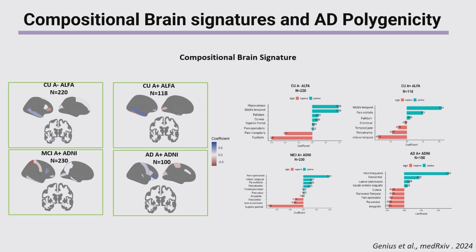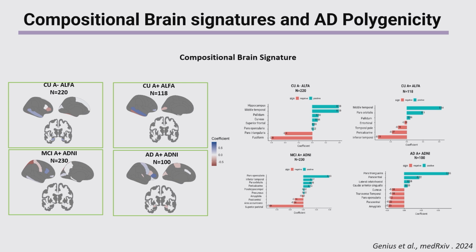We see here the different regions that were selected in this balance, in this relative variation. And actually, you can see that there's a little variation. So the amygdala, for instance, was more prevalent in MCIs and ADs, while the hippocampal volume or temporal regions were more prevalent in the cognitively unimpaired or preclinical phases of the disease.